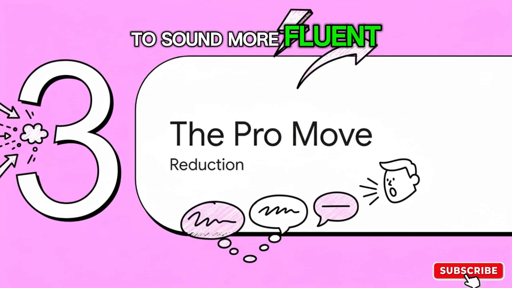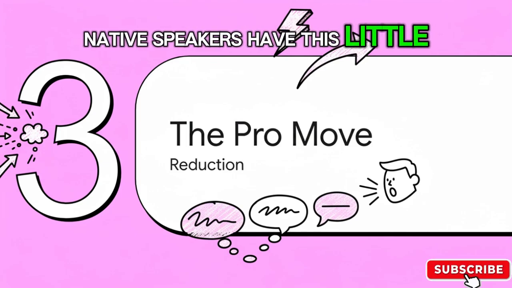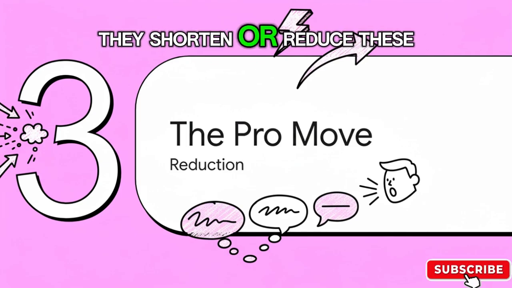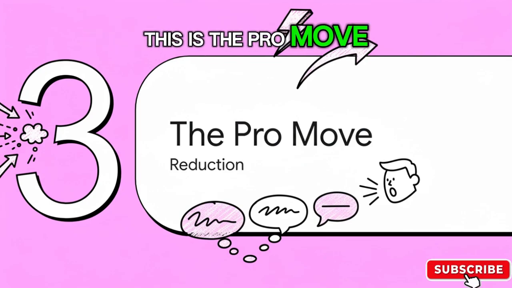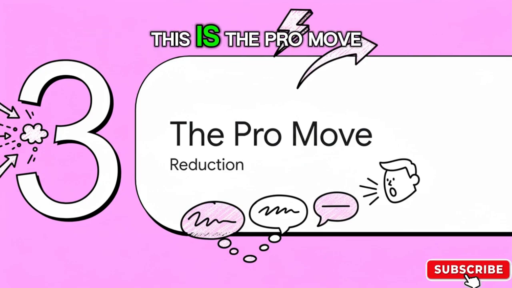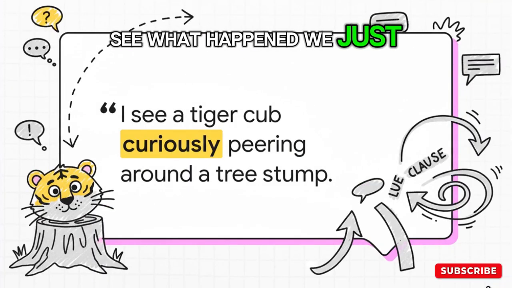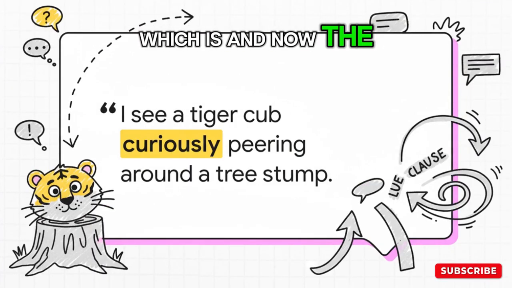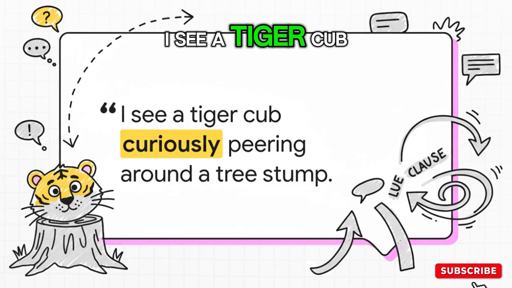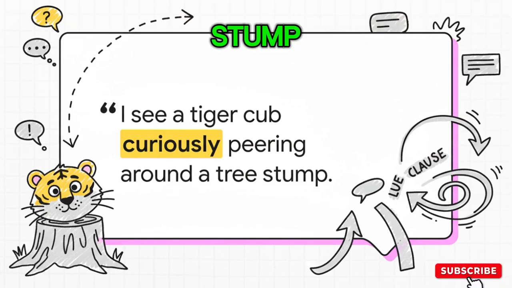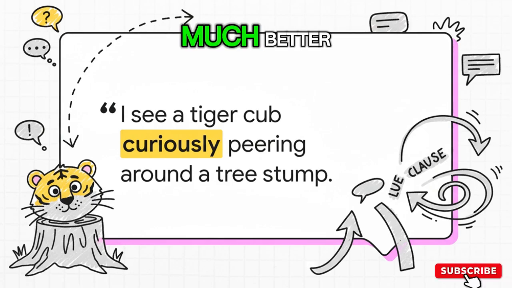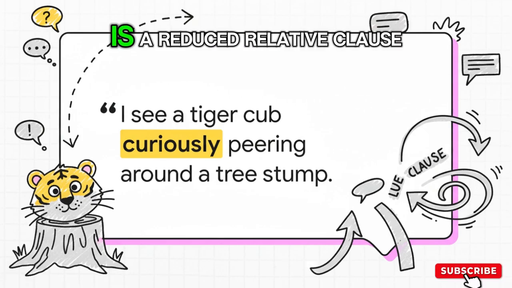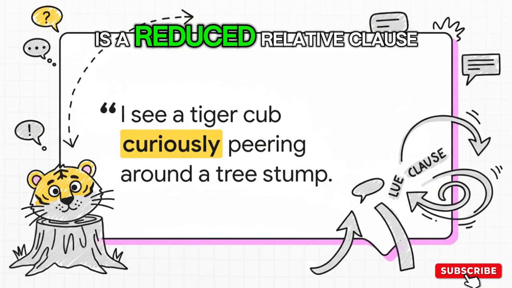To sound more fluent, native speakers have this little trick. They shorten or reduce these clauses. This is the pro move we're here to learn today. See what happened? We just took out which is, and now the sentence is, I see a tiger cub curiously peering around a tree stump. It's shorter, it's punchier, and it just flows so much better. That, my friends, is a reduced relative clause.